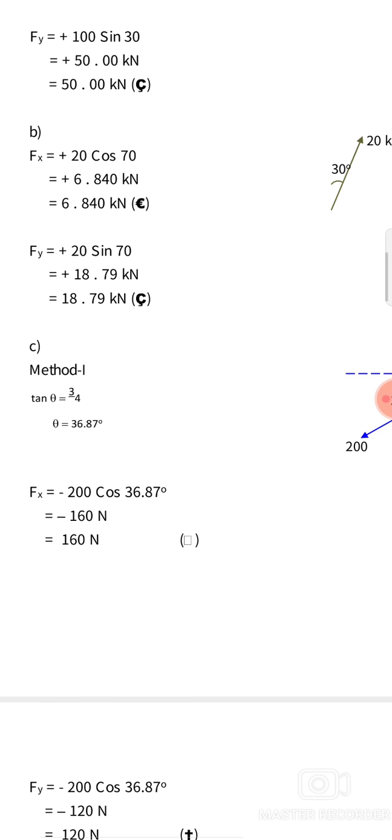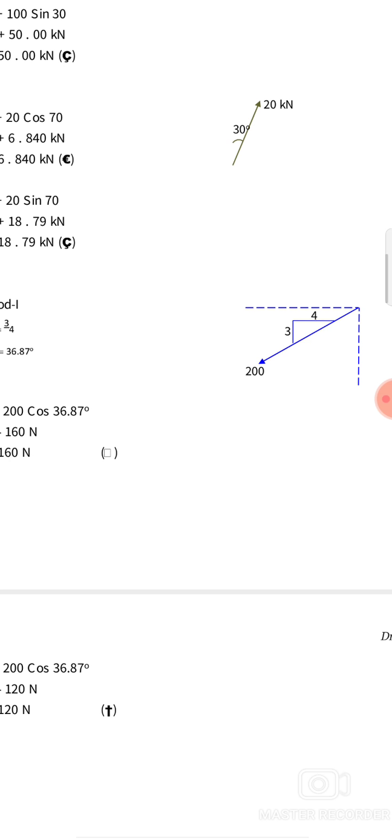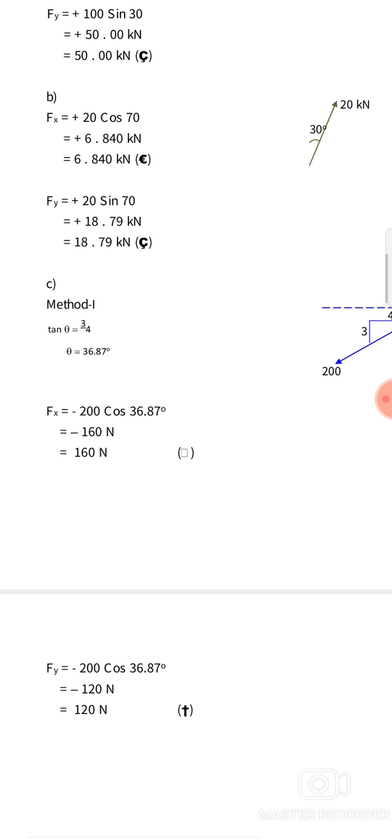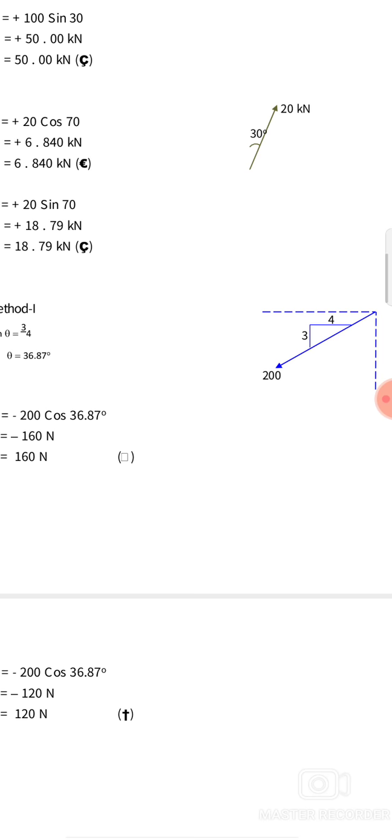Now the third one, which is also inclined. The angle of inclination is not given, but the side slope is given as 3 by 4, that is vertically 3 and horizontally 4. We can say tan theta is opposite by adjacent, so that is written as 3 by 4, vertical by horizontal. So theta is 36.87 degrees.